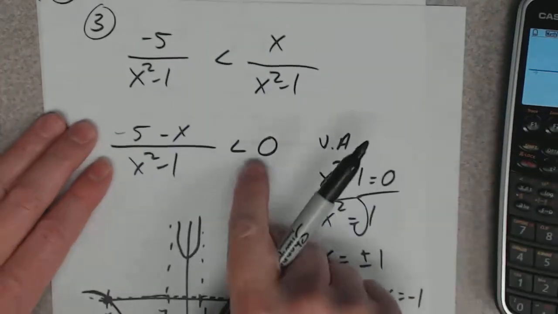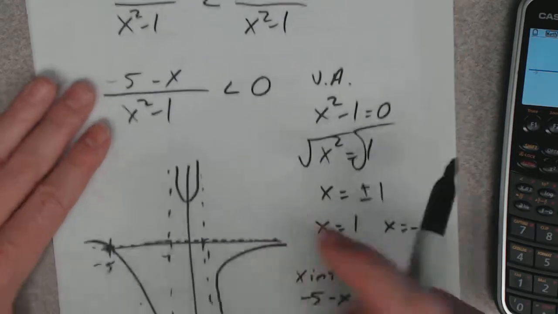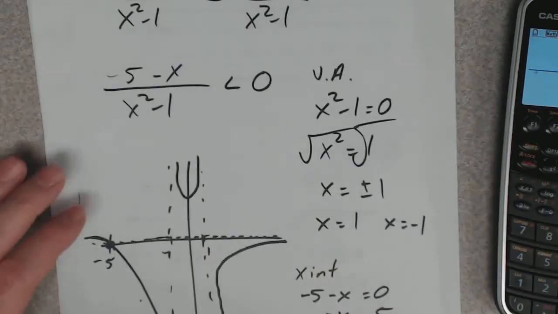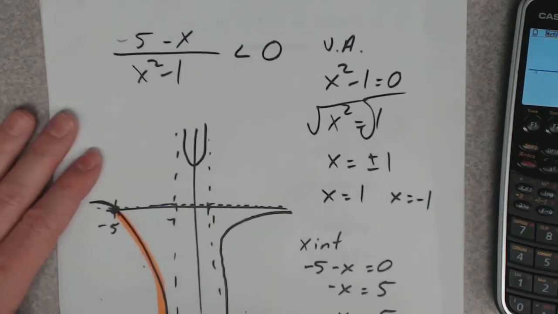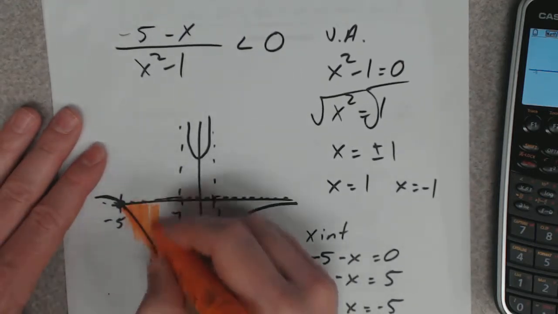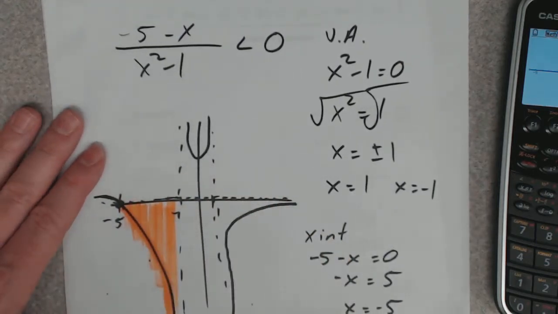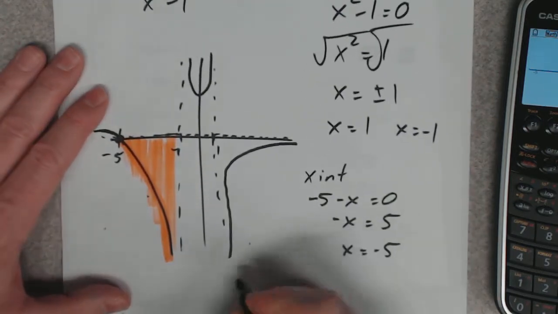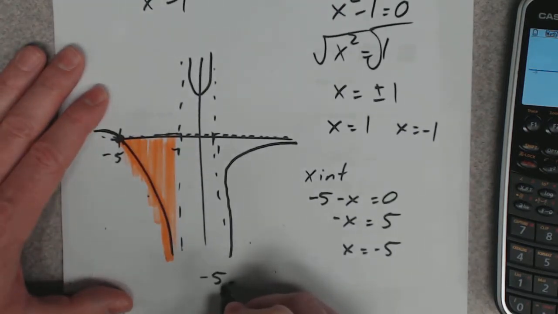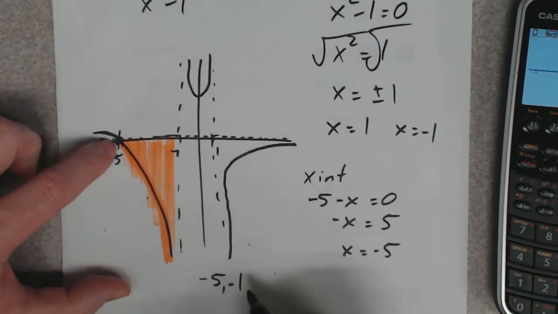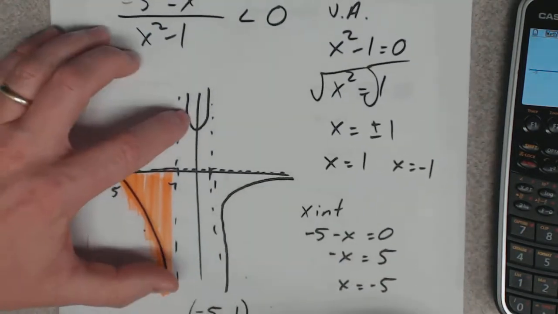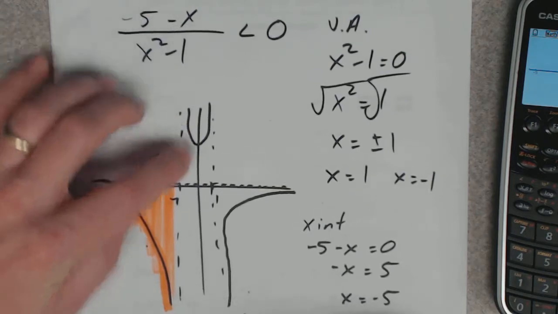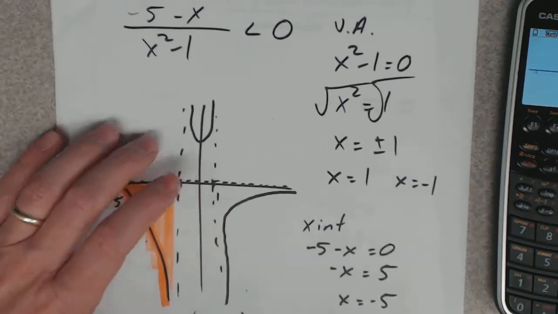So now we're asking ourselves, where is the graph less than 0? Below the x-axis. Well, looks like all this stuff here is below the x-axis. They're -5, right? So everything here, all the way to -1. So from -5 to -1, and it's just a less than symbol, so parentheses on everything. This is above the x-axis, so I don't want it. Now here's below the x-axis.